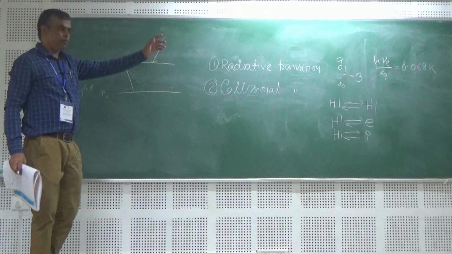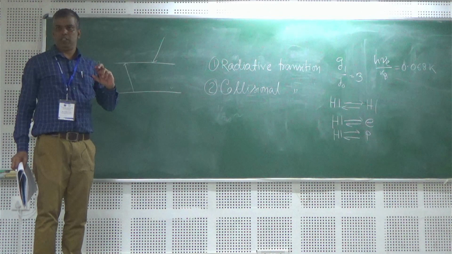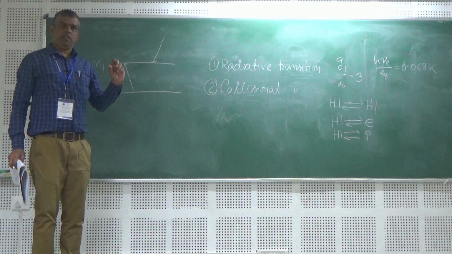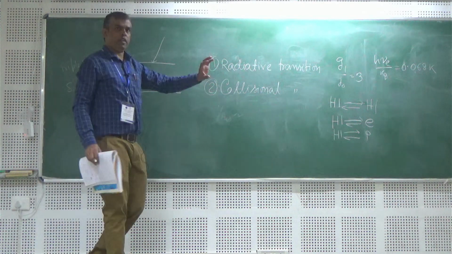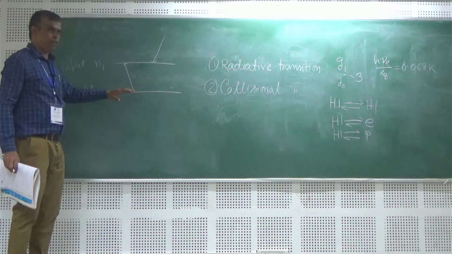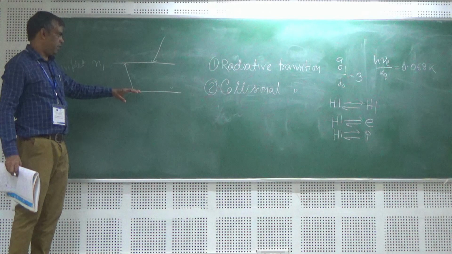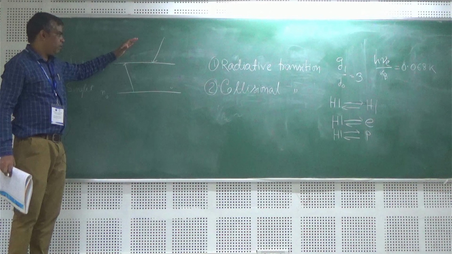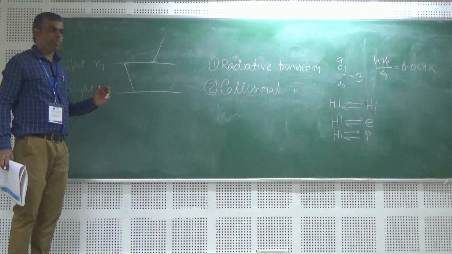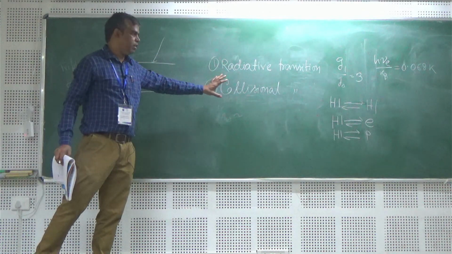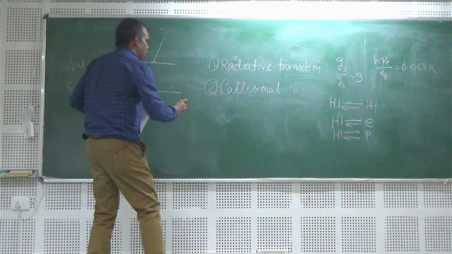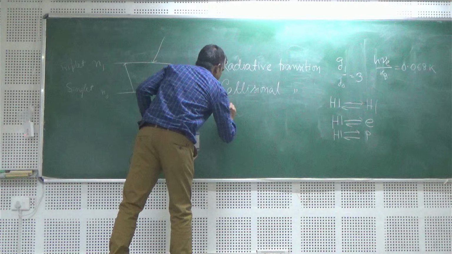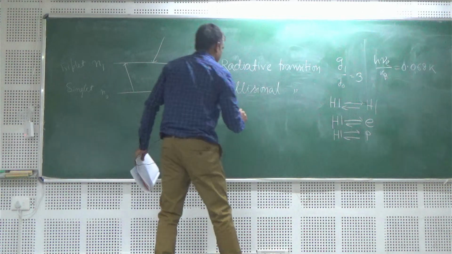This energy gap is very small, so even if the temperature is very small, collisions are enough to collisionally excite a singlet atom to the triplet state, or vice versa. So that process, collisional transition, is also important. And the third process is Lyman alpha transition.